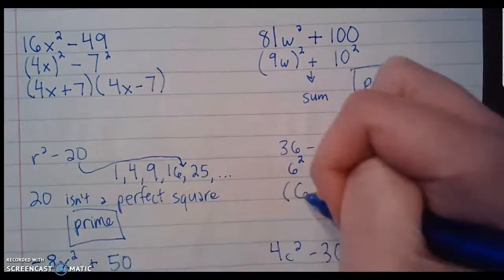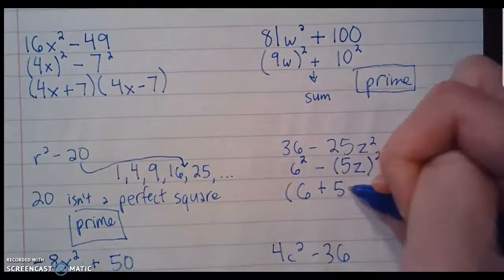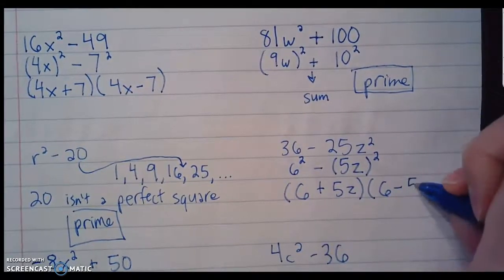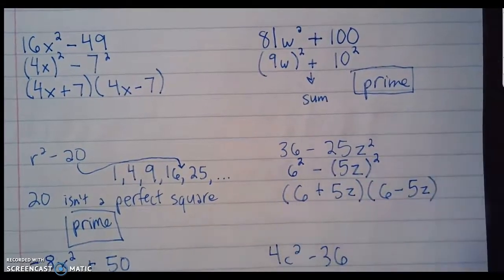So we factor that into a plus b, 6 plus 5z, times a minus b, 6 minus 5z.